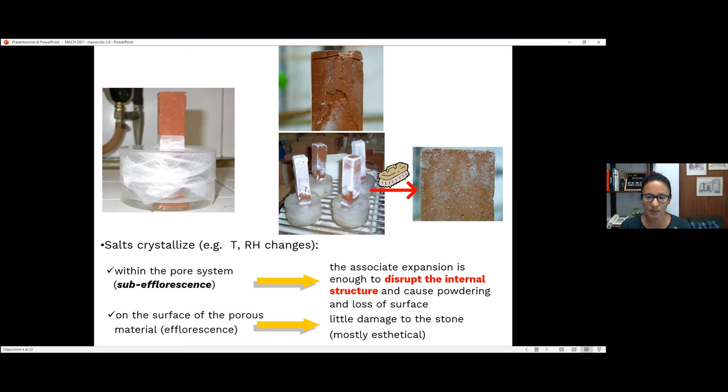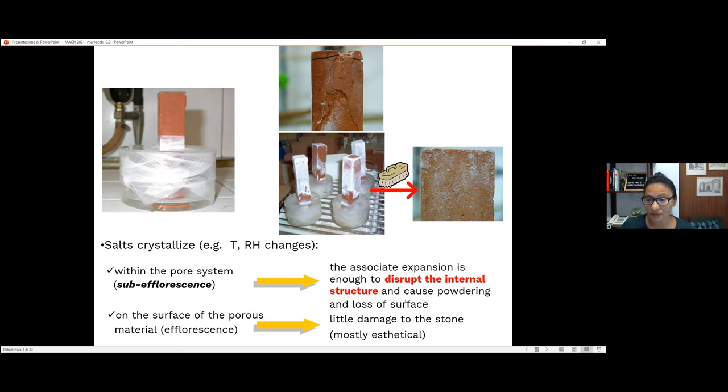And then we have here two different situations. In the first case, salts crystallize within the porous network, and so we talk about subflorescence. In the second, crystallization takes place on the exterior boundaries of the stone. In this case, we call it efflorescence.